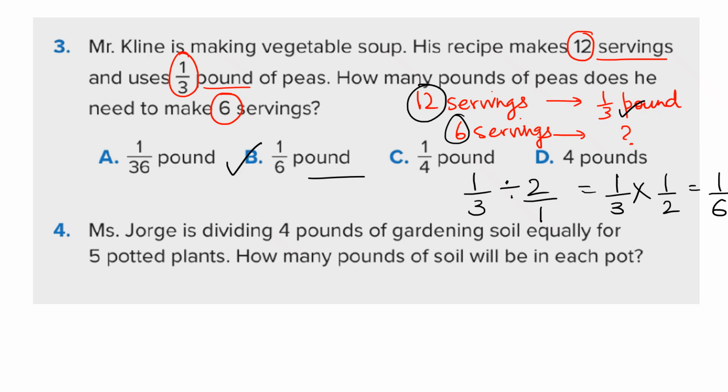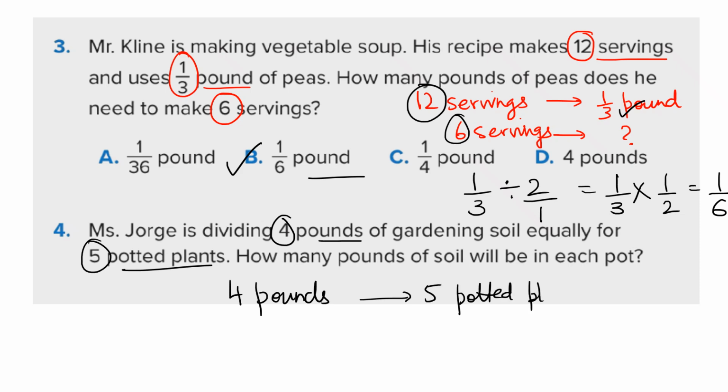Let's do question 4. Mr. George is dividing 4 pounds of gardening soil equally in 5 potted plants. So let's make the equation: 4 pounds of soil in 5 potted plants. So how many pounds of soil will be in one pot? How do you know one pot? Because it says each pot. Each pot means they are asking about one pot.